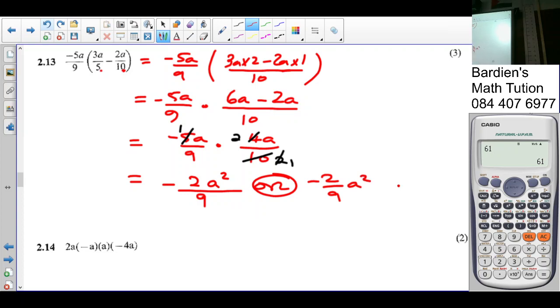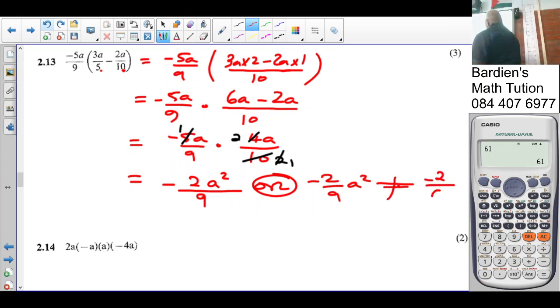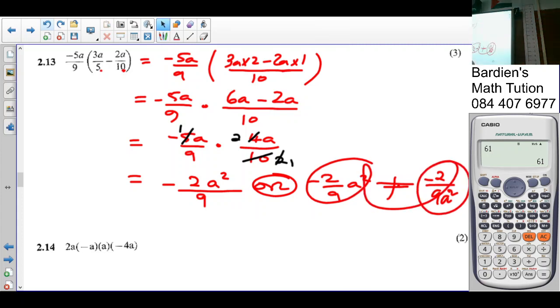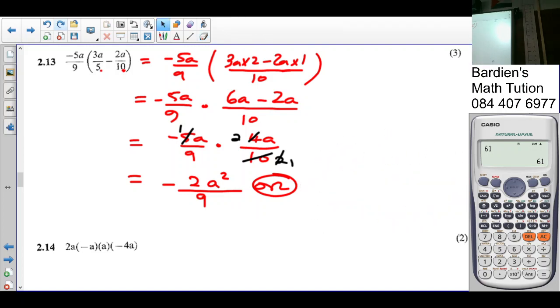Yes, absolutely. That is equivalent. But it will never be equal to what? Negative 2 over 9 a squared. That will never be equal to this, people. Never make that mistake. If the variable is in the numerator, it can be written as over 1 there. Any confusion? No. Okay, we're going to stop here for today.